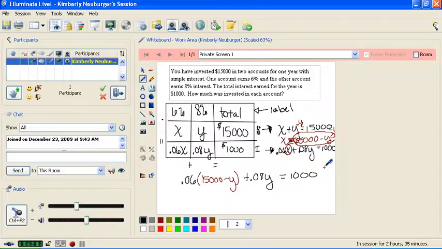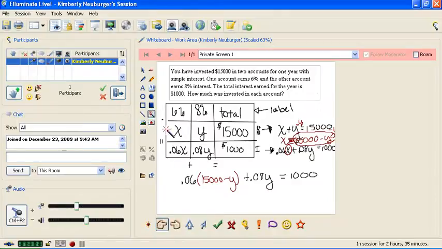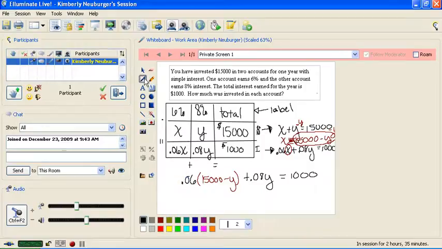And that is something that we can solve because there's only one variable. So we used this table here and these two equations just to help us organize ourselves so we could come up with something that we could use and knew how to solve. Now we just need to solve it. So let's distribute our 0.06.